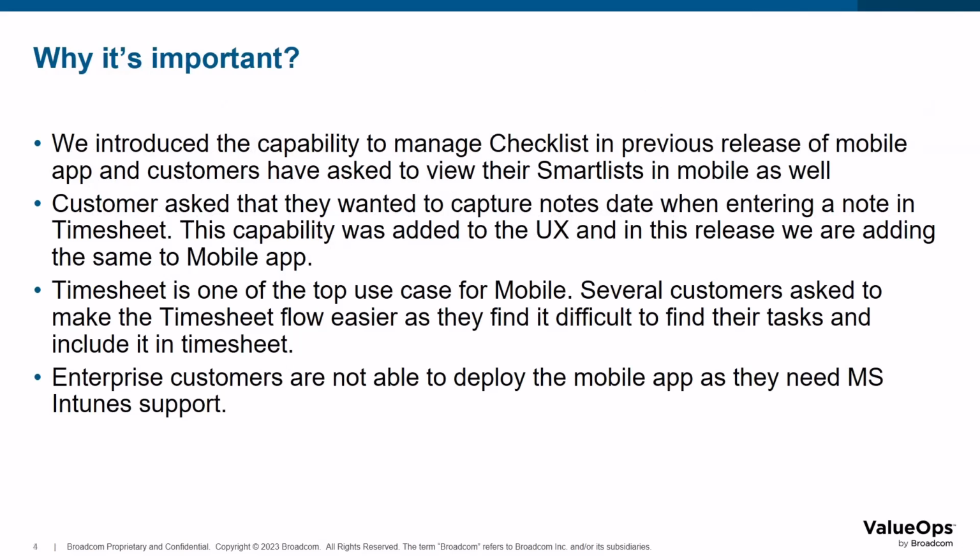The reason this is important is because customers that use collaborative work management in Clarity would like to have that capability on the go in the mobile app. The previous version of the mobile app provided the capability for the users to manage their checklist, and now the users want their smart list also to be available in the mobile app so that they can interact with the to-dos that are defined in their smart list.